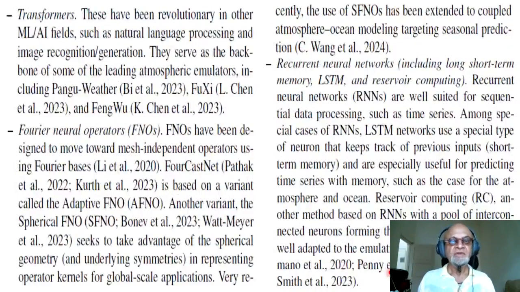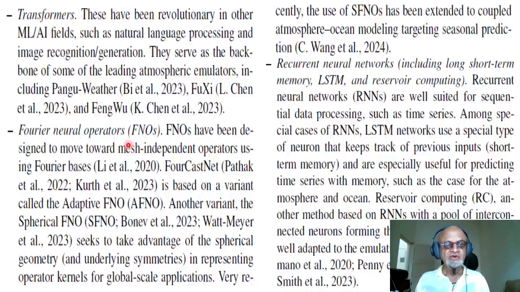Transformers have been revolutionary in the other AI/ML fields, such as natural language processing and image recognition and generation that I mentioned. They serve as the backbone of some of the leading atmospheric emulators, including Pangu-Weather and FengWu. So many models are out there now being used for real-world applications.